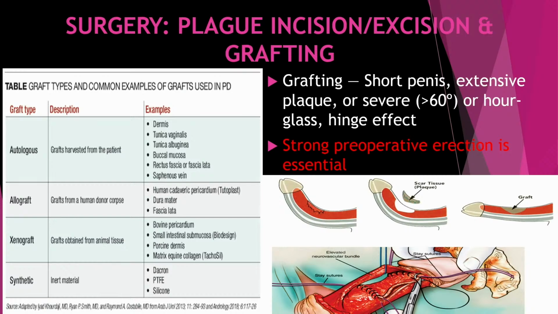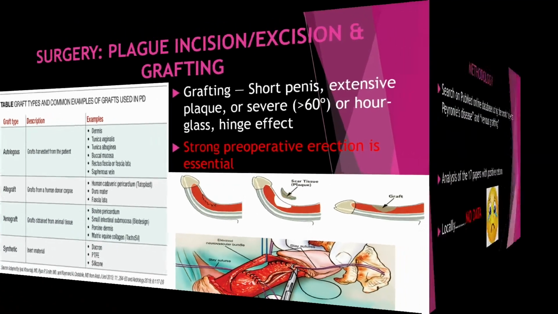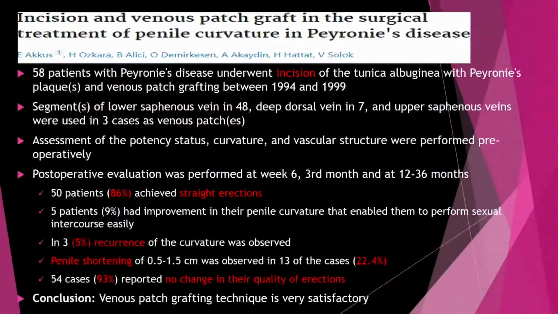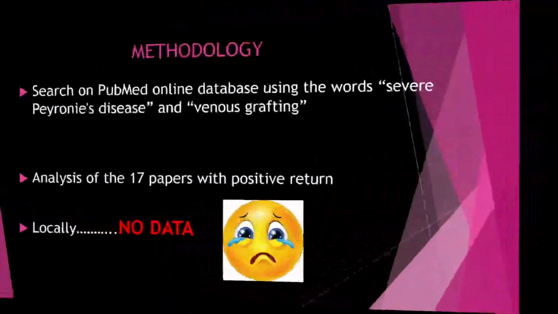So to look at this, I tried to get what has been done locally, but unfortunately, I was not able to get any. So I did a search in PubMed with those catchy words of severe Peyronie's disease and venous grafting. And I got 17 papers, some of which I'll share with you on what the rest of the world have done on this.